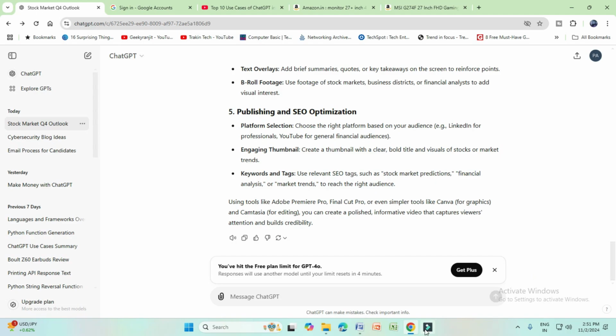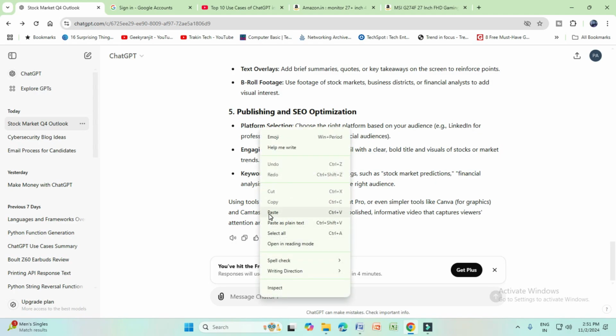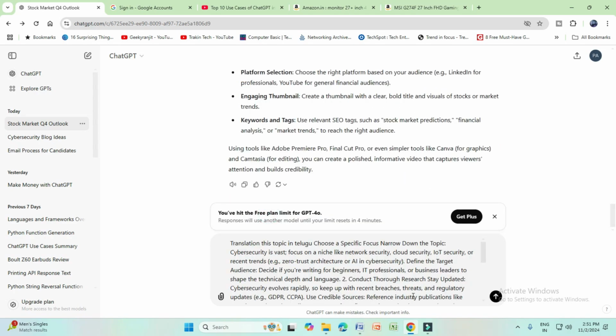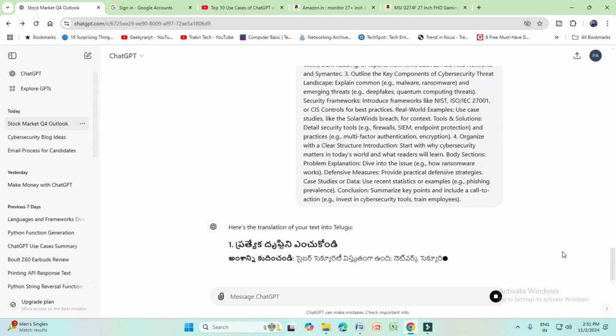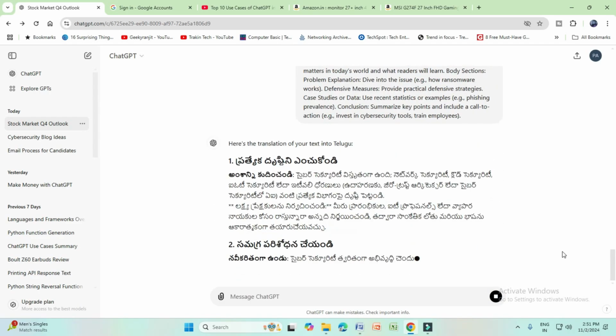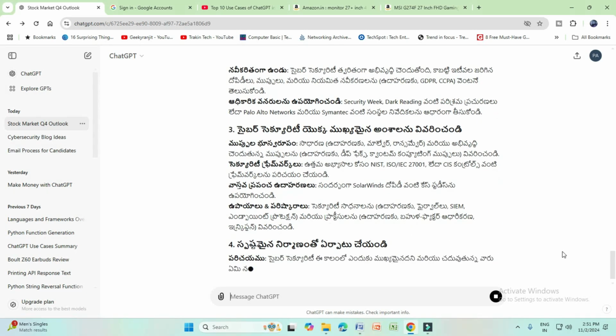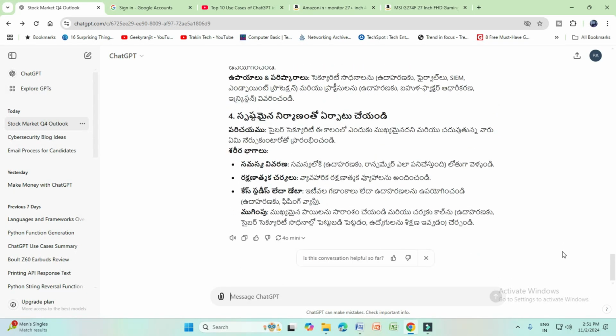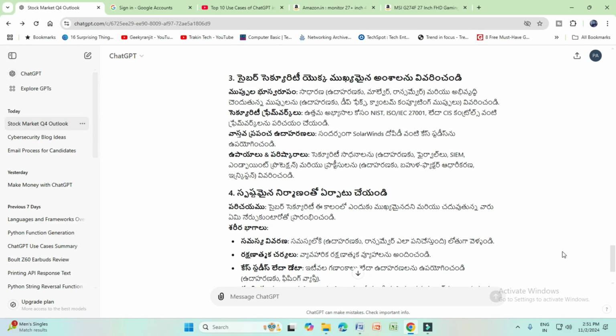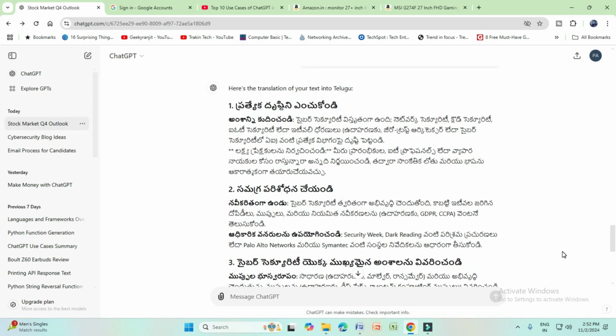Hello friends. Now I will tell you this one. ChatGPT for translation purposes. I give one topic to translate into Telugu. I upload this translated topic in Telugu. You observe how clearly it translated this topic into Telugu. You observe cyber security. You observe how clearly and perfectly ChatGPT translated this.